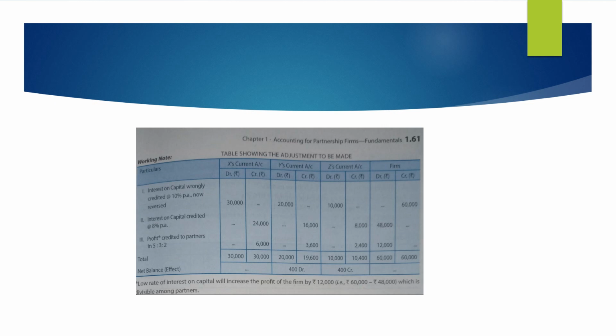Now adding these two, if there are any differences between the debit side and the credit side, we are supposed to pass them in the journal entries. X has a null effect. Y has 400 rupees extra on the debit side, and Z's current account has 400 rupees extra on the credit side. Now the journal entry for this will be Y's current account to Z's current account, 400 rupees and 400 rupees respectively. Now let me explain to you in Tamil.